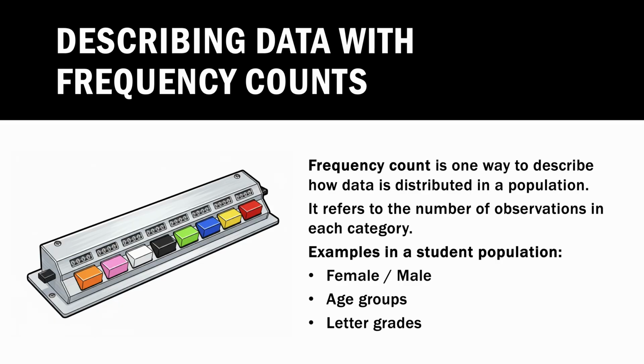Frequency count is one of the fundamental ways to describe how data is distributed across a population. It refers to how many observations or data points fall into each category of interest. For example, in a student population, we might count how many students are male or female, how many belong to each age group, or how many received each letter grade.